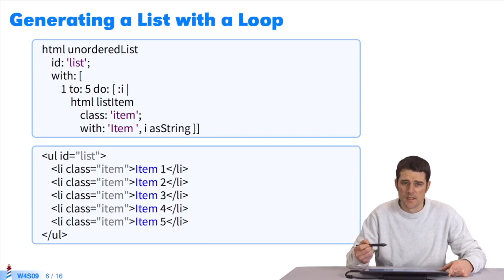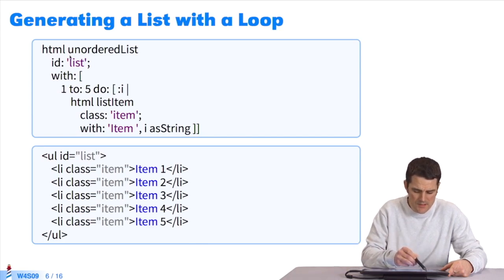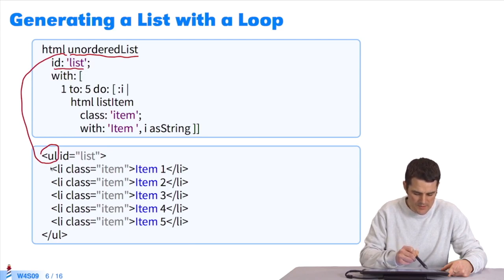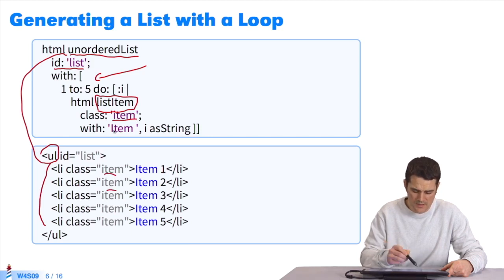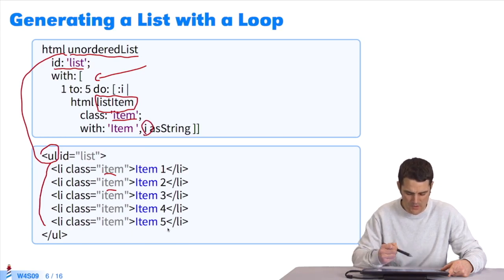Now, I can use loops. This DSL is as powerful as Pharo. Here, I generate an unordered list. It's abbreviated UL. It has an id list attribute. I have list items inside the unordered list. They are here. Only I generated them using a loop. I have a to:do: 1 to 5 loop, a classic Pharo loop. I generate 5 list items with an attribute class item, followed by the name of each list item. I have concatenated the loop cursor. Item 1, item 2, item 3, etc.